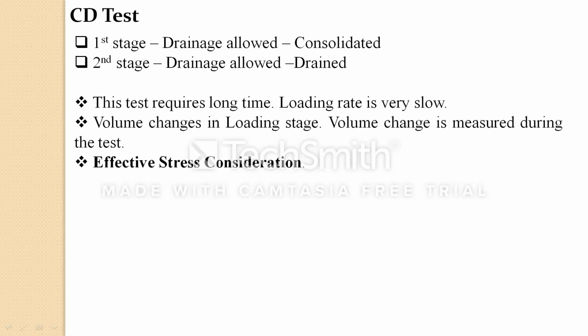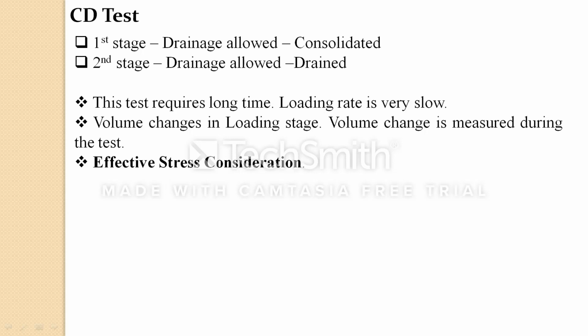We are going to give enough time to dissipate the excess water pressure. That's why there will be no excess water pressure, and we don't need to measure the pore water pressure in the lab. We only have to measure the volume change of the soil sample. Now, as it is a drained test, the Mohr circle should be drawn with the help of the effective stress. Clear? Again I am repeatedly telling you, for the drained test the consideration should be effective stress. For the undrained test, the consideration should be the total stress.